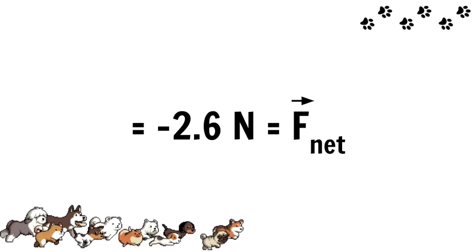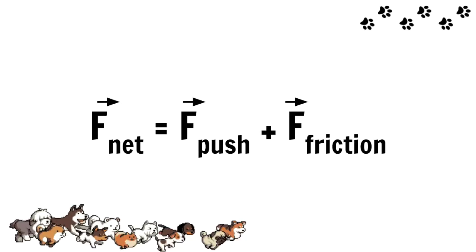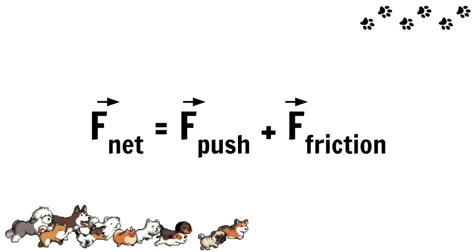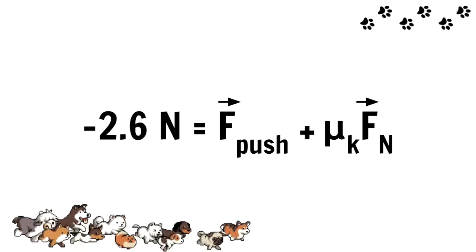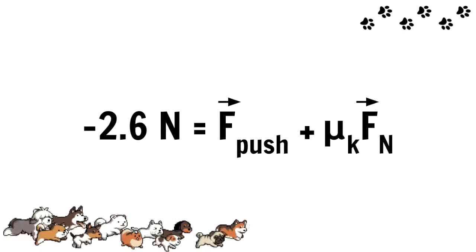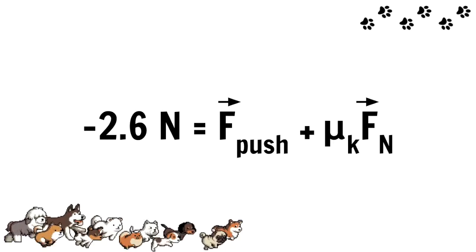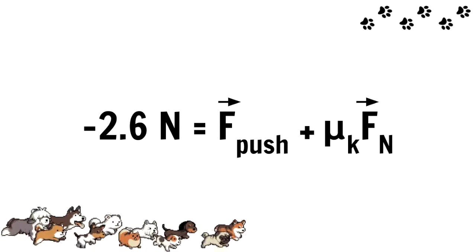Our work doesn't stop there. Now that we have F net, we can use it to find the force of the push and the force of friction in this problem. We plug in what we know, which is just negative 2.6 newtons right now. At this time, we can find the frictional force, which is the coefficient of kinetic friction, since the corgi plus basket are moving, times the normal force.